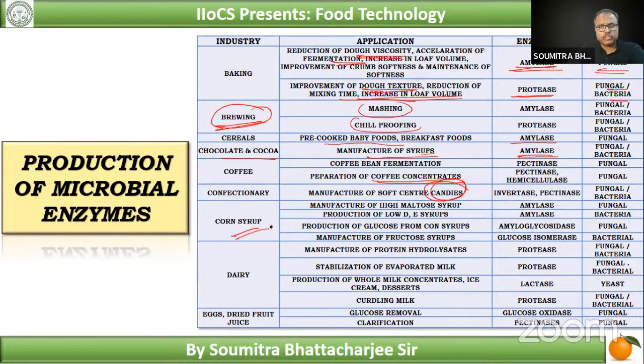They can be used in corn syrup, and all these enzymes, amylase, amyloglycosidase, glucose isomerase, glucose oxidase, all these different kinds of enzymes are produced via fermentation, and they are utilized in these industries. So that is the production of microbial enzymes and their advantages or commercial usage.